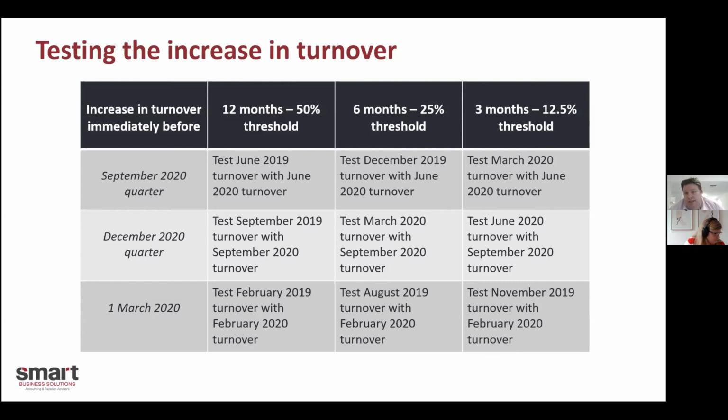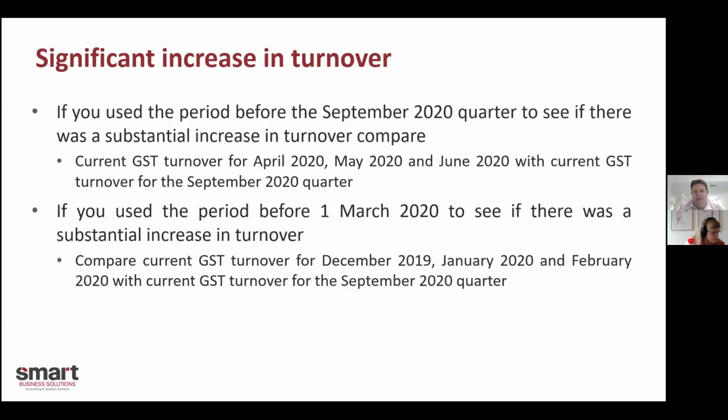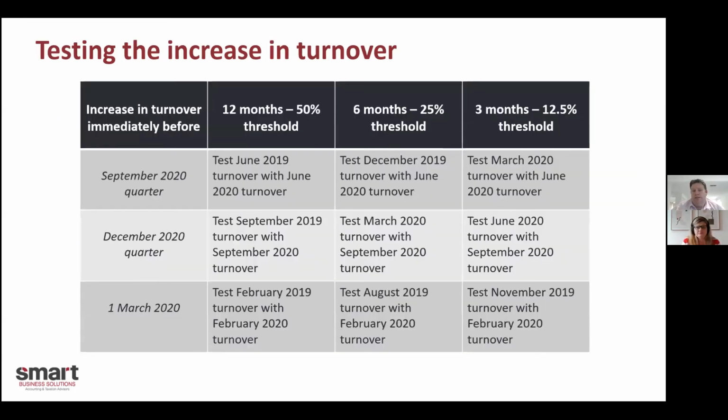If the answer is yes, then you can apply the test, and the test would be that you compare your GST turnover for the periods of December 2019, January 2020, and February 2020 with the September quarter to see if you had that relevant 30% drop. I think this, Shannon, I really got this when I looked at this table.